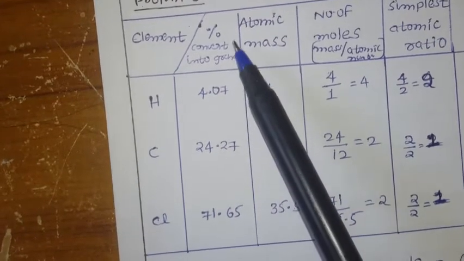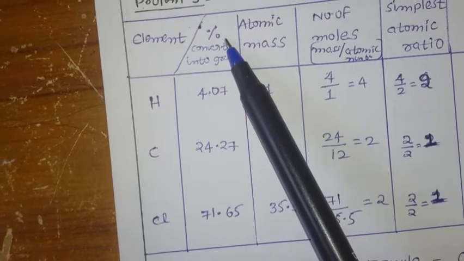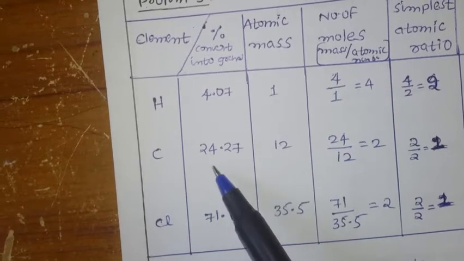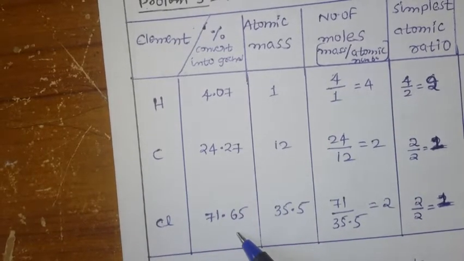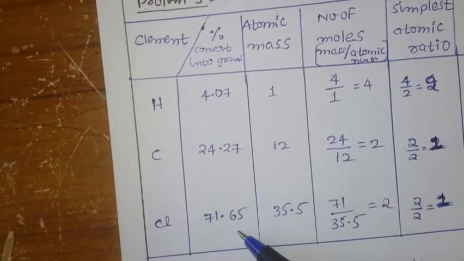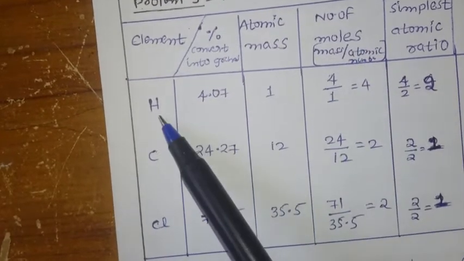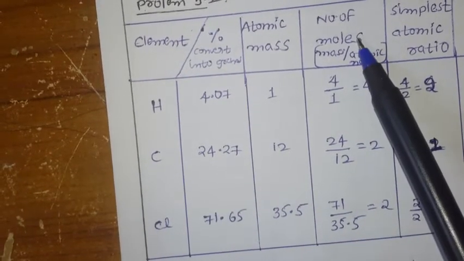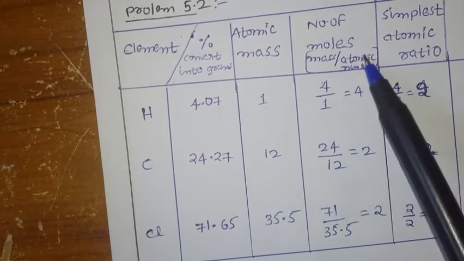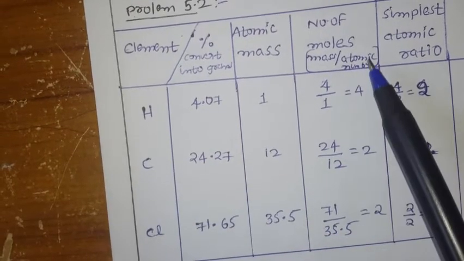So whatever percentage is given, we write it as grams instead. Hydrogen, carbon and chlorine each have their gram values, which we have already taken. The next step is to calculate the number of moles for each element. We already discussed the formula: number of moles is mass divided by atomic mass.